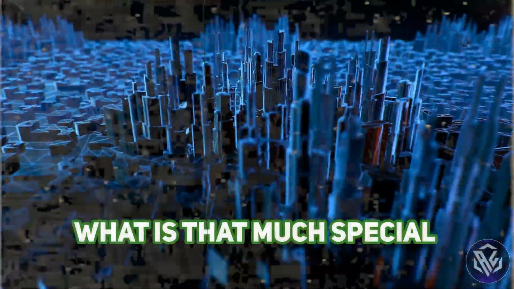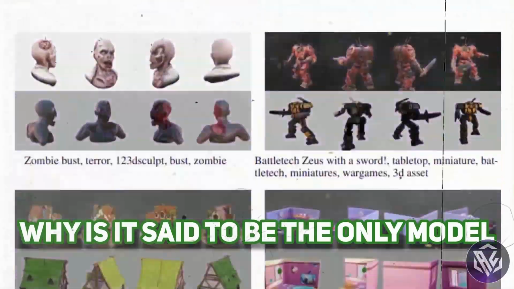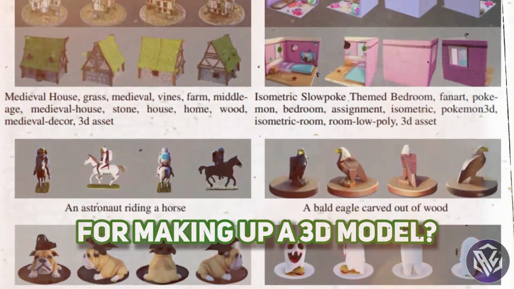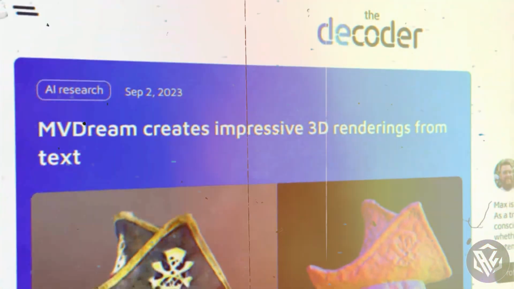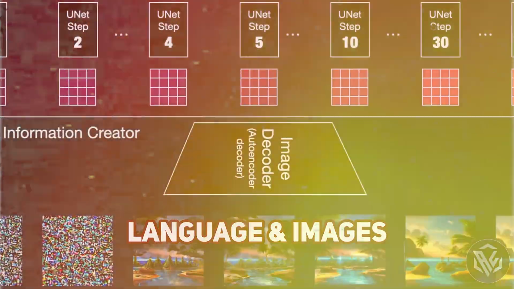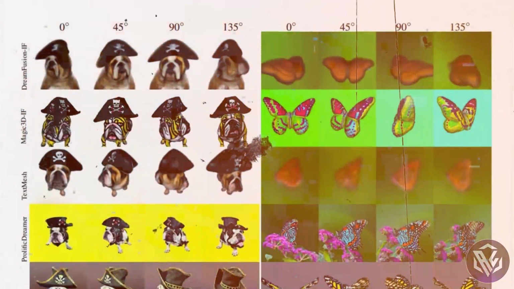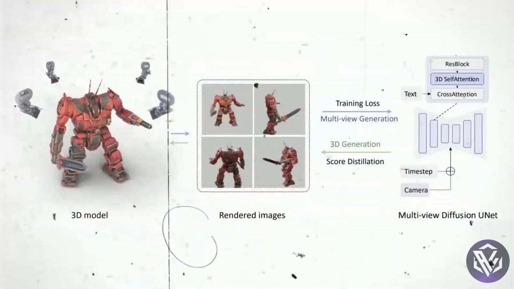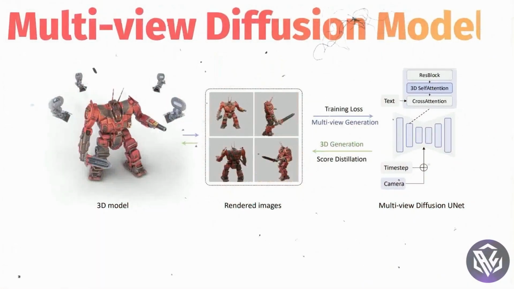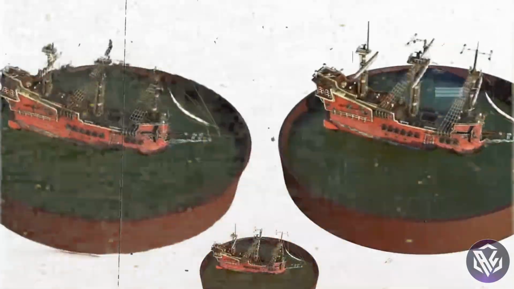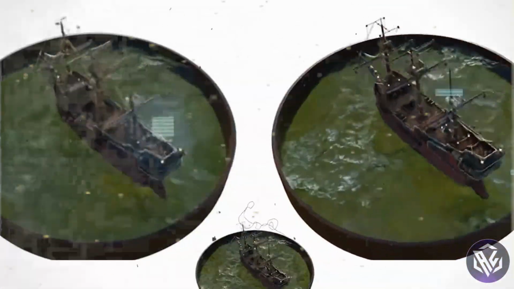But what is so special about MVDream? Why is it said to be the only model that has all the features for making a 3D model? MVDream can create a 3D model that looks real with the help of data like language and images. They are already trained in a number of shapes and sizes in order to work up the models the user needs. In essence, it leverages the trained multi-view diffusion model that we already have and freezes it. That is, it is used, but not trained.